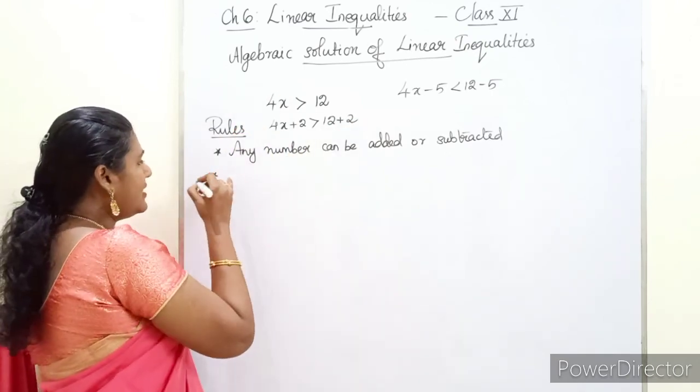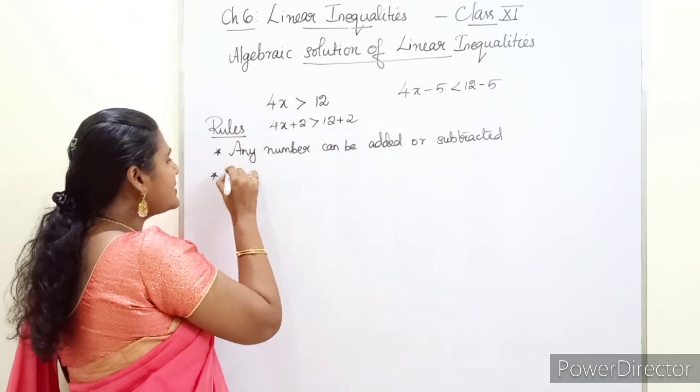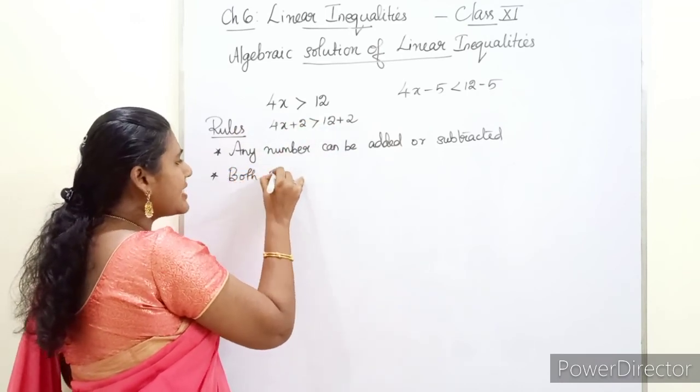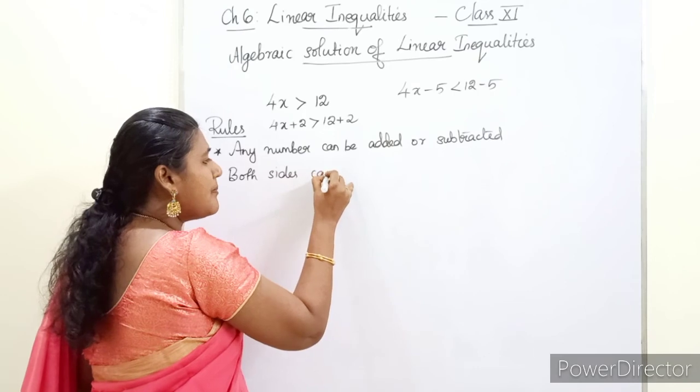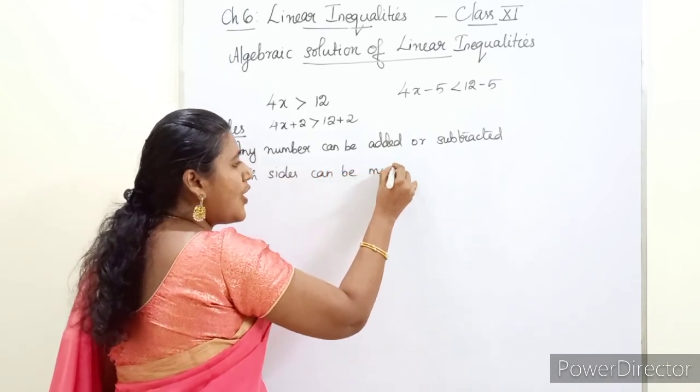And the next rule: both sides of the inequality can be multiplied or divided.